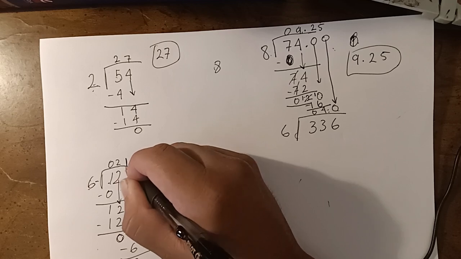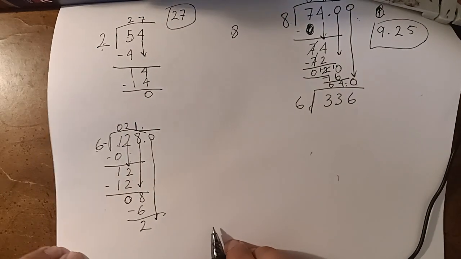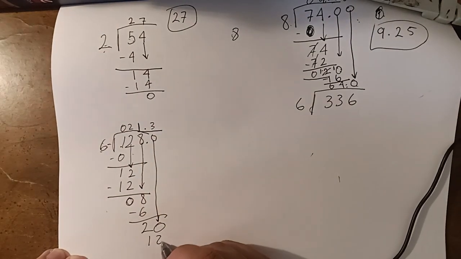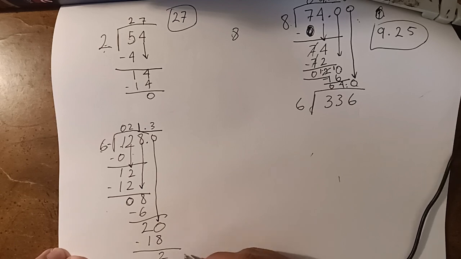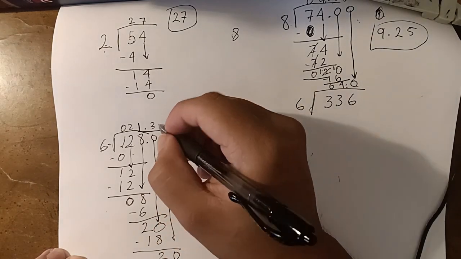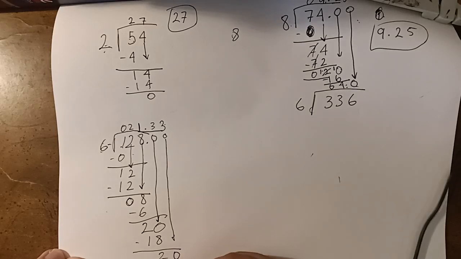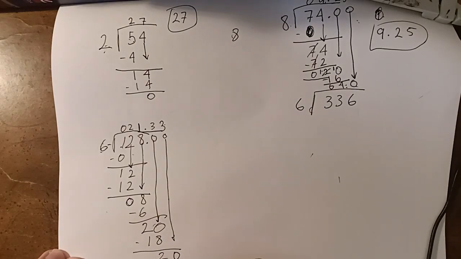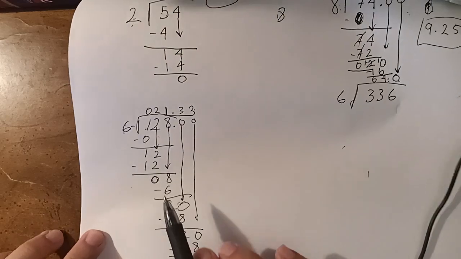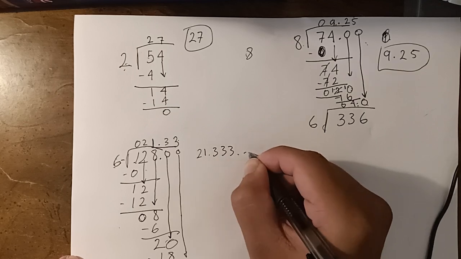A little decimal point on both of these. Bring the 0 all the way down. We get a little 20. It fits in about 3 times. We'll get 18, and we get a 2. So we're going to have to do another 0. Bring it down. We're going to get 20, and we can pick a 3. We'll get 18, and we get the same stuff we got here. So if I were to continue this forever, I would get 21.333 and so on to infinity.